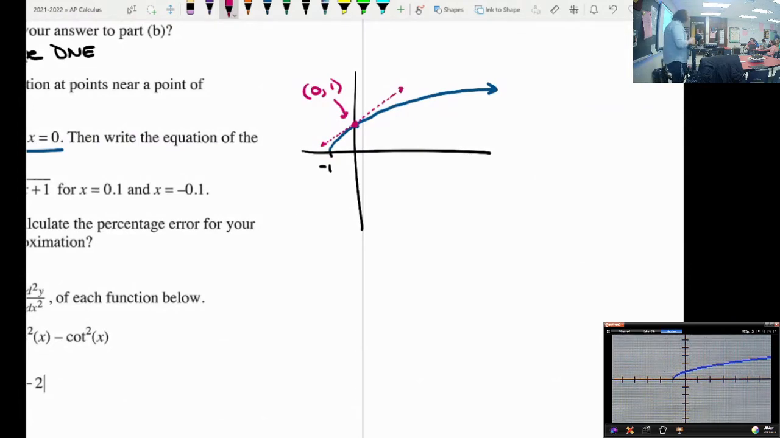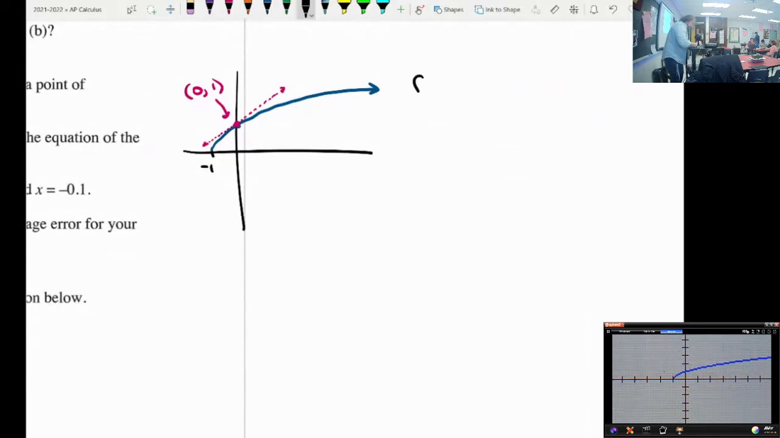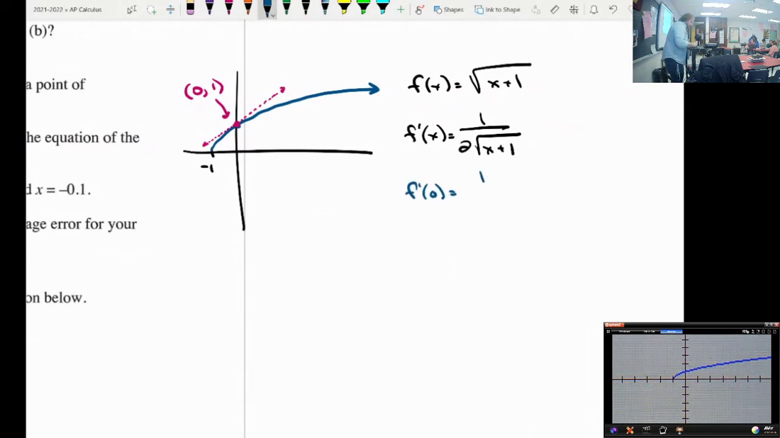And for its slope, we can just use the derivative. We have the original function f of x equals the square root of x plus 1, and its derivative, f prime of x, is 1 over 2 times the square root of x plus 1. In this case, we really want to know what f prime of 0 is. That's going to be 1 over 2 times the square root of 1, or 1/2.